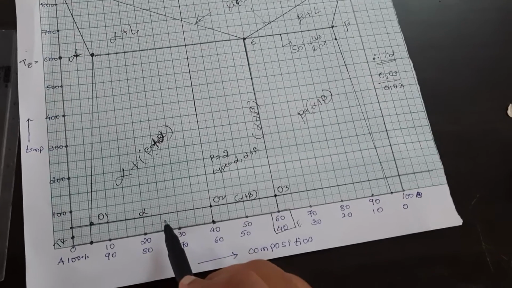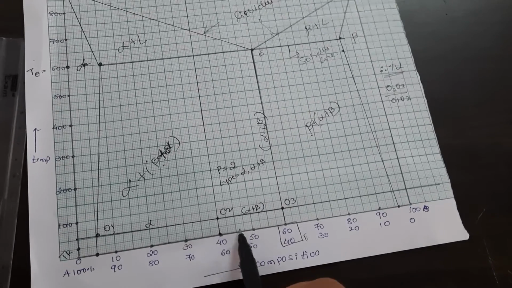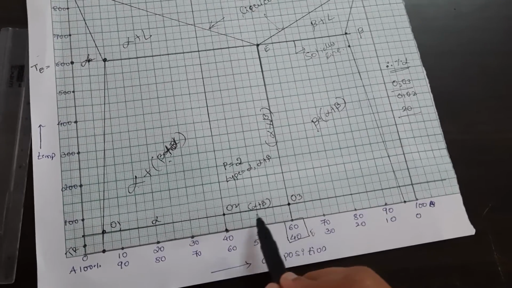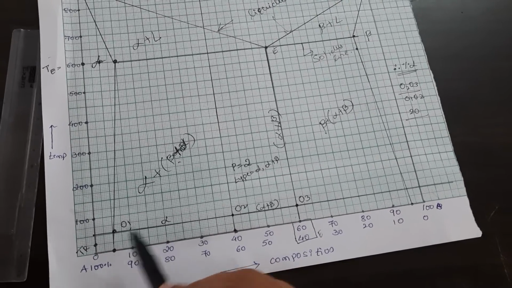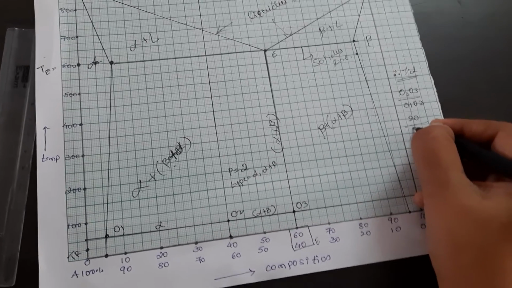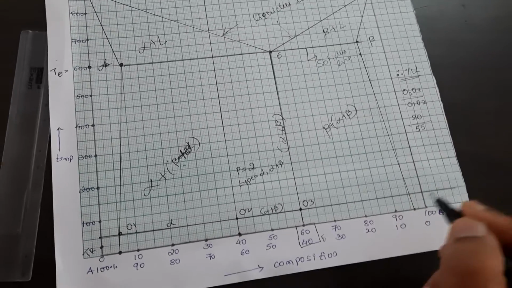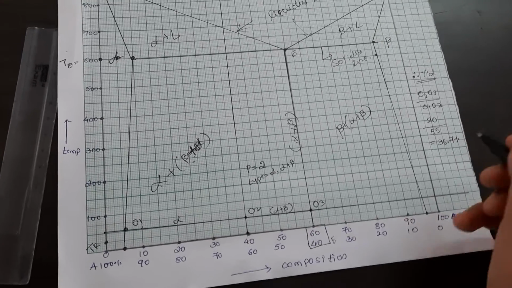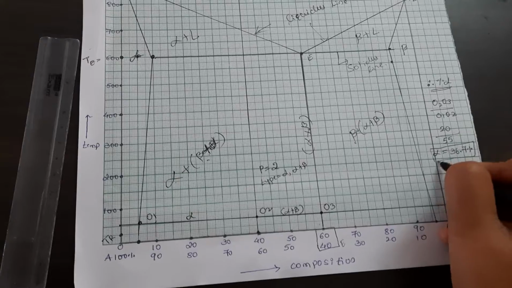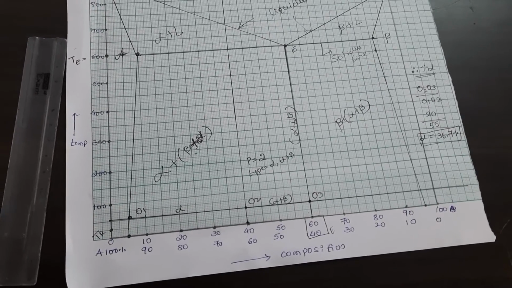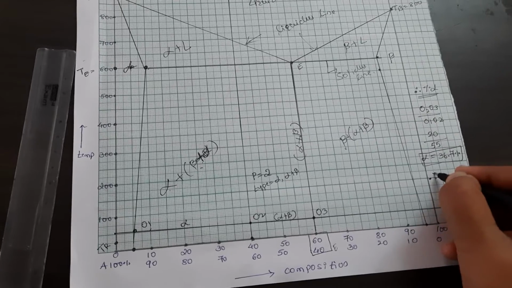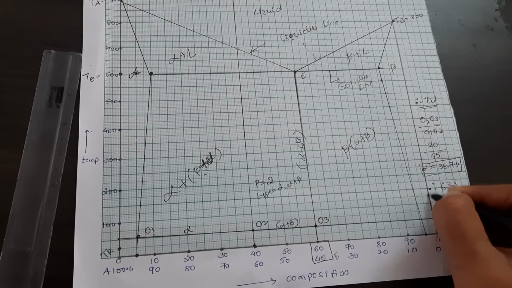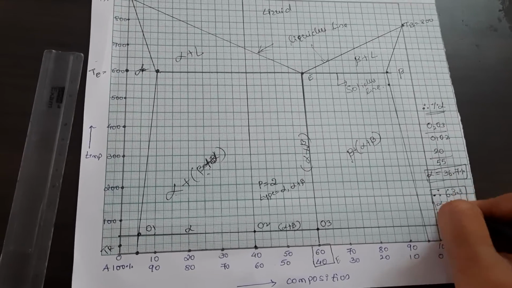Then O2 to O3 is 10, 20, so this is 20. Then O1 to O2 is 10, 20, 30, 40, 50, almost 54, or approximately 55, I am considering. Therefore, the percentage of alpha is 36.7%. Therefore 100 minus 36.7, so almost 63.3% is alpha plus beta.